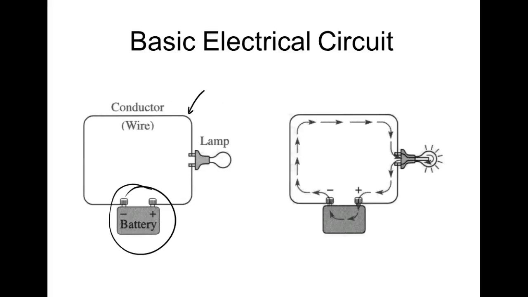And what's it doing? It's creating a what? Pressure. We call it a difference in electrical potential. We have something that pressure can push against. What's it pushing against? The lamp, the resistance of the lamp, right? You understand. Now we can create work.